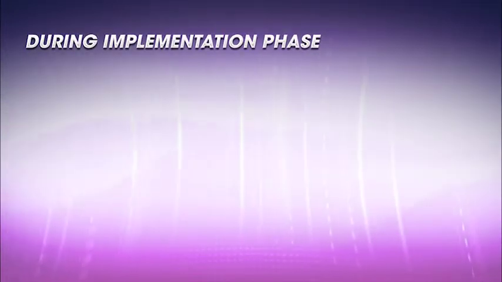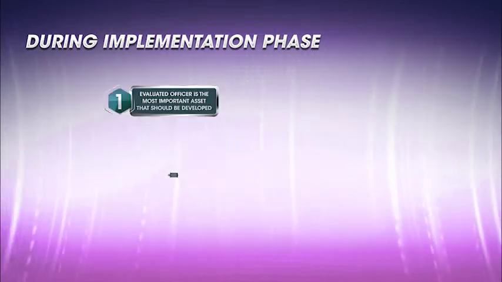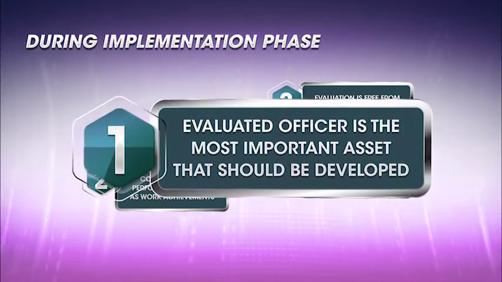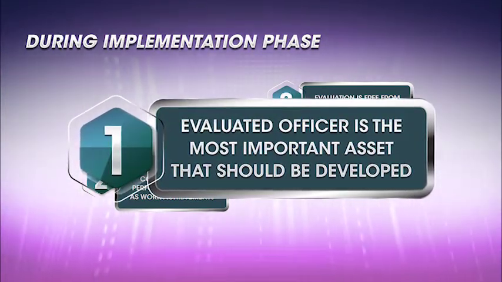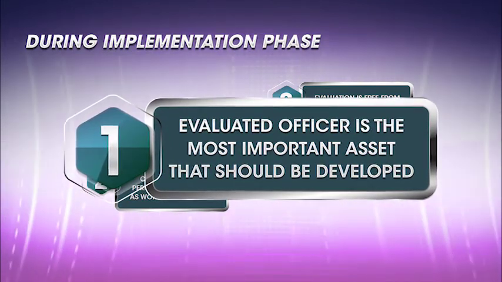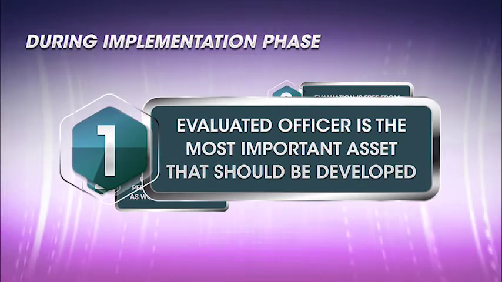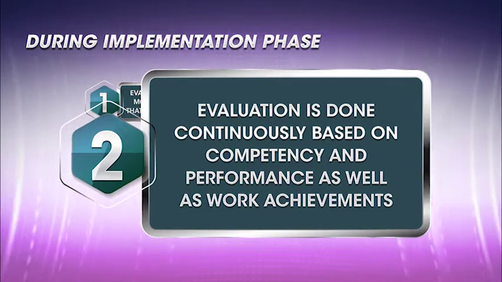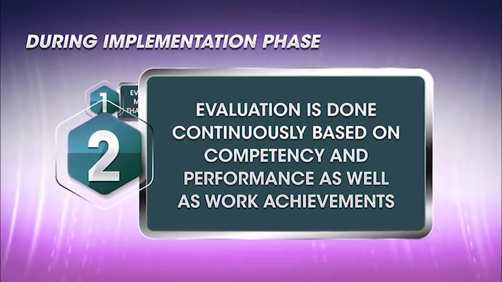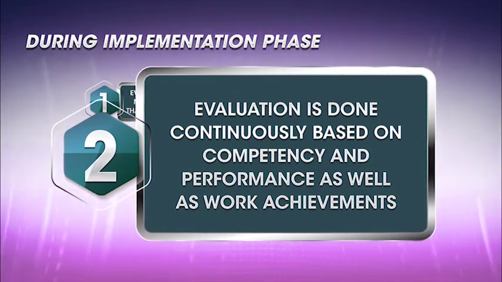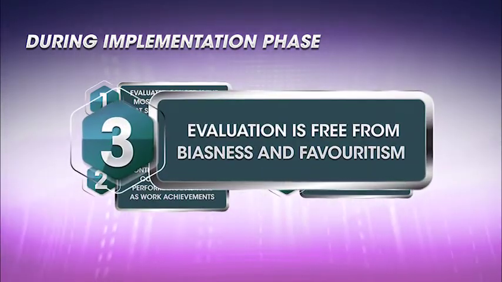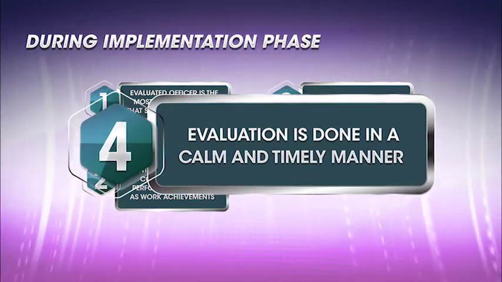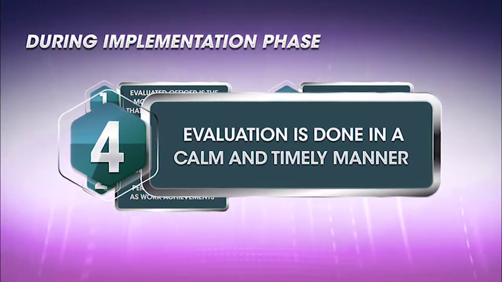During the implementation phase. During the evaluation, there are 4 aspects that the evaluated officer should be aware of. The evaluation is done with the belief that the evaluated officer is an important asset whose potential can and should be developed over time. The evaluation is done continuously throughout the year based on competency, performance, and achievement of the evaluated officer in the review year. The evaluation is free from biasness and favoritism. And the evaluation is done in a calm and timely manner.